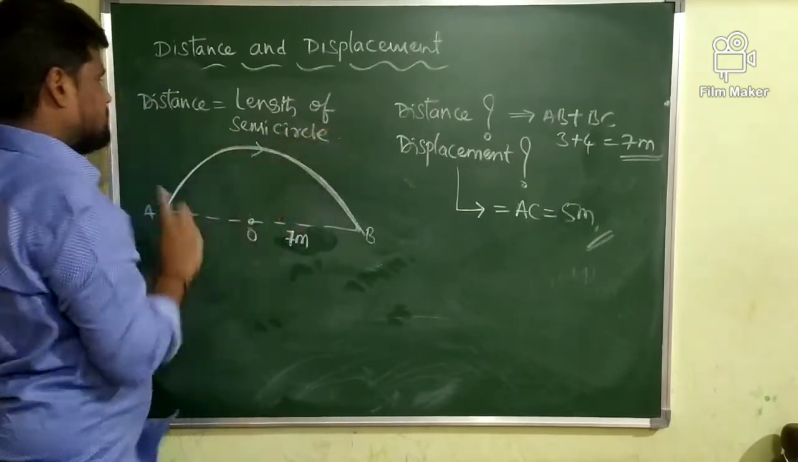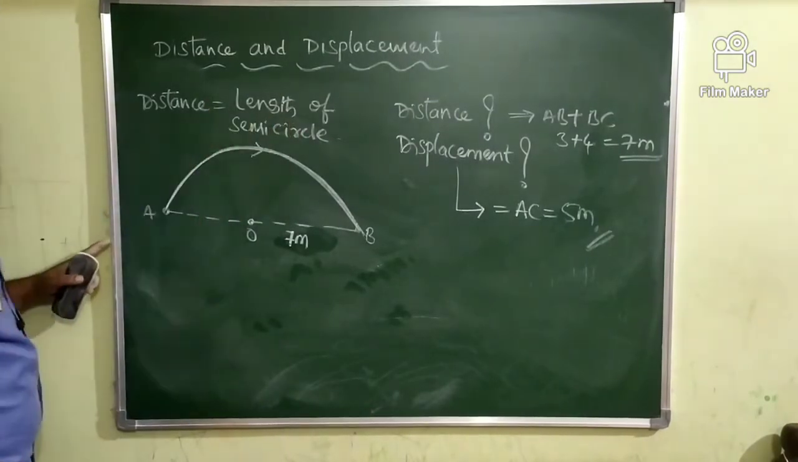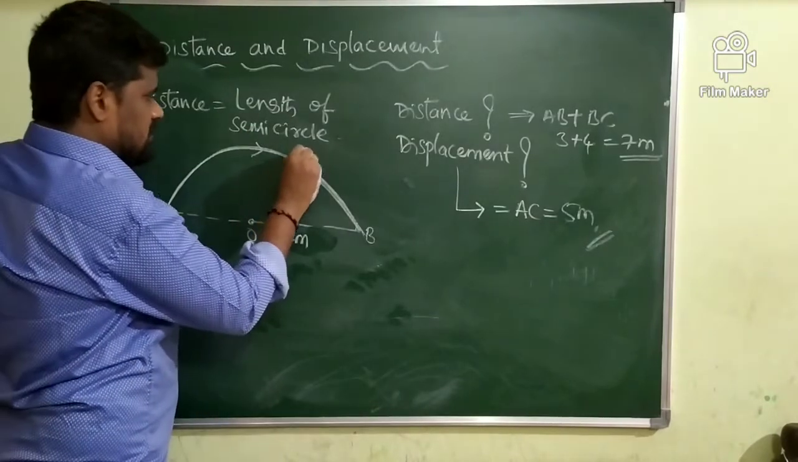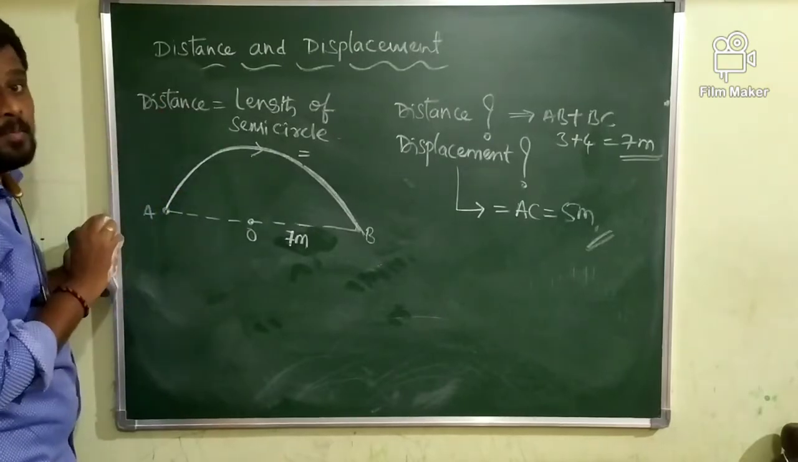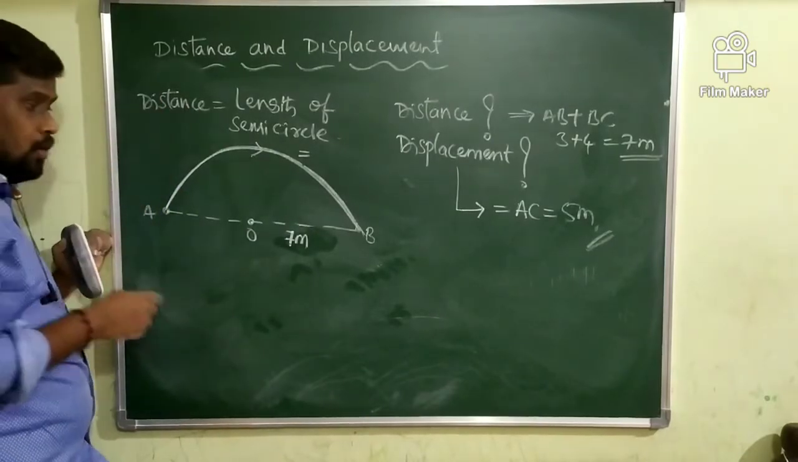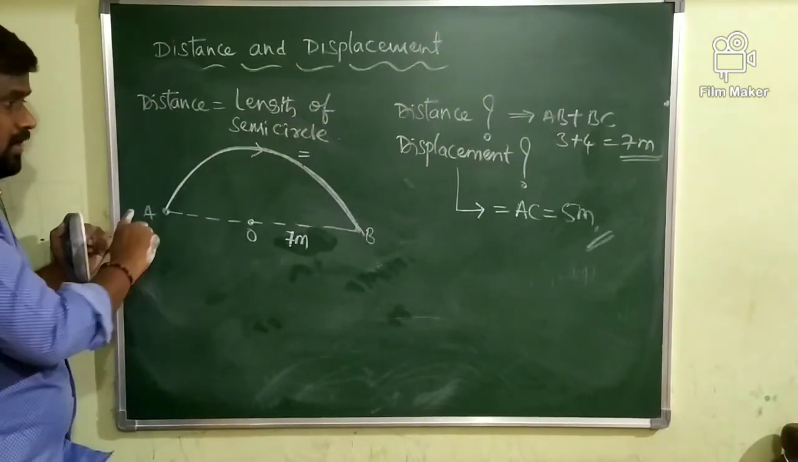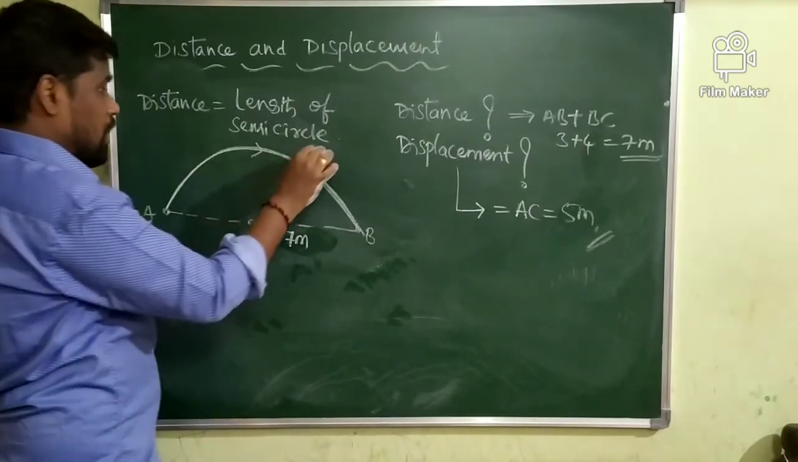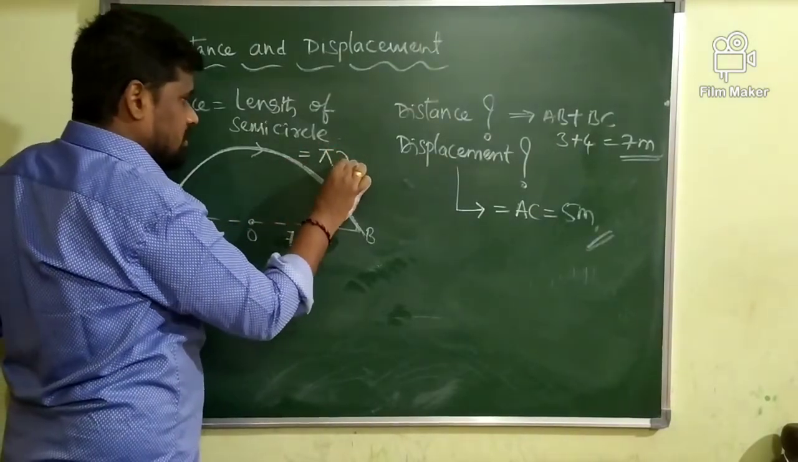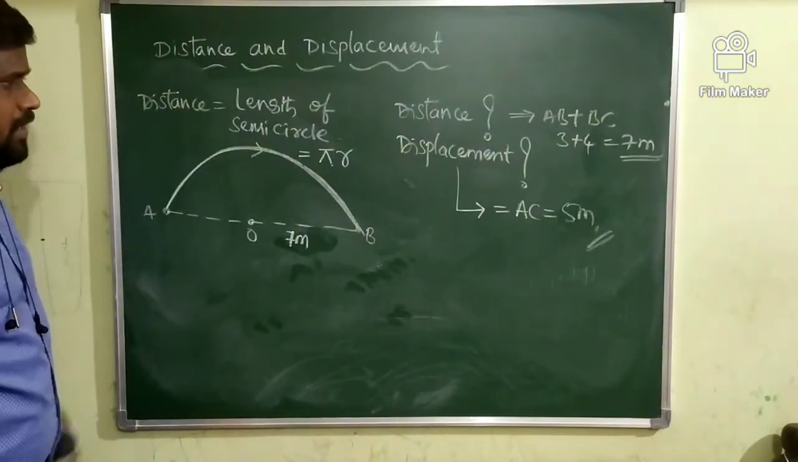Semicircle. Distance traveled by the body is equal to the length of the semicircle. What is the length of a semicircle? Recall, the total length of a complete circle is 2 pi r, which is called the circumference of a circle. The length of a semicircle is half of the circumference, which is pi r.